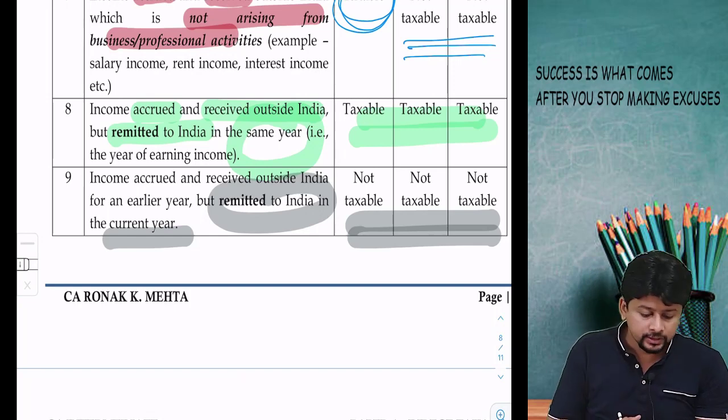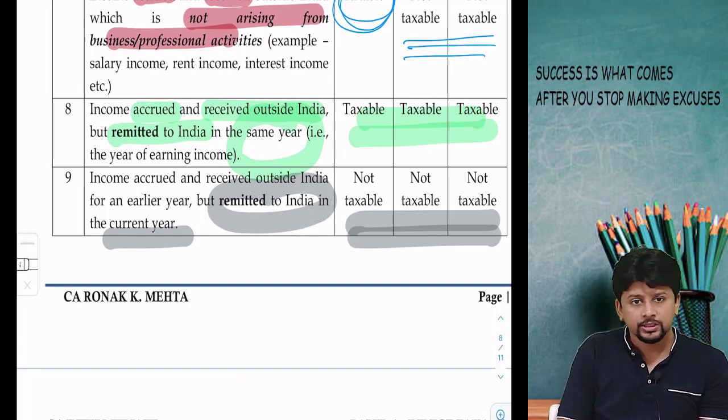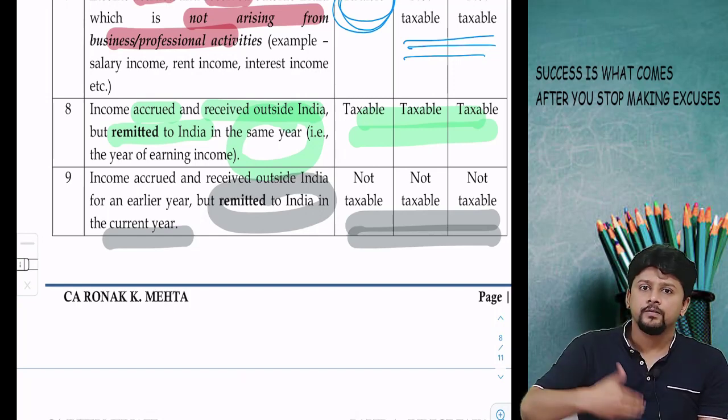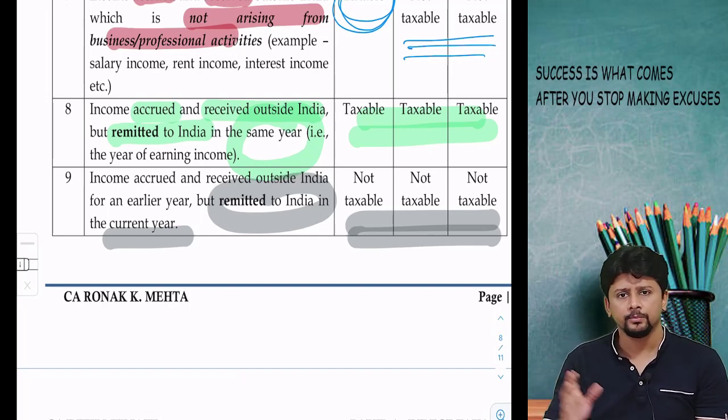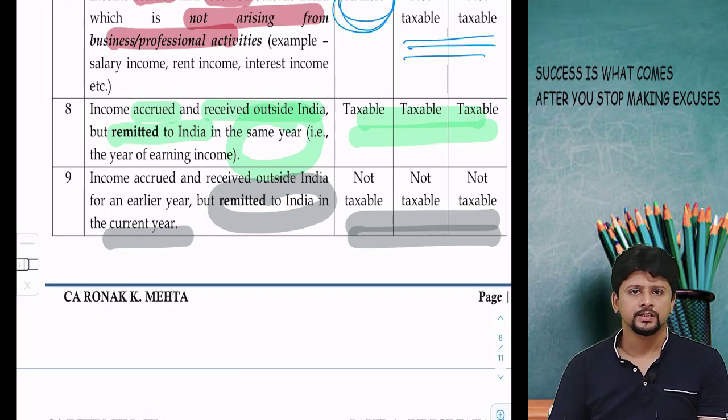Chalo. So this is your chapter number 2, residential status. Now we will continue with chapter number 3. I'll create a separate video for it, and chapter number 3, agriculture income. We'll discuss something small in agriculture income.